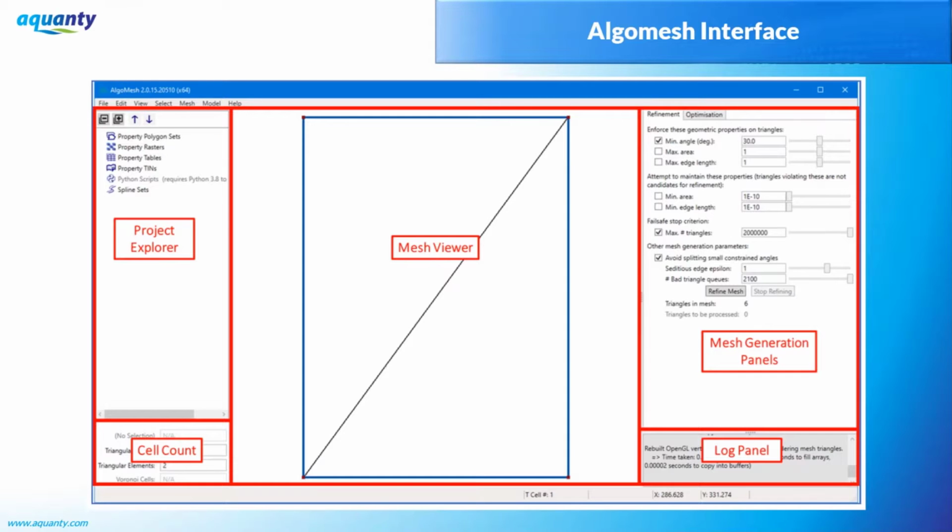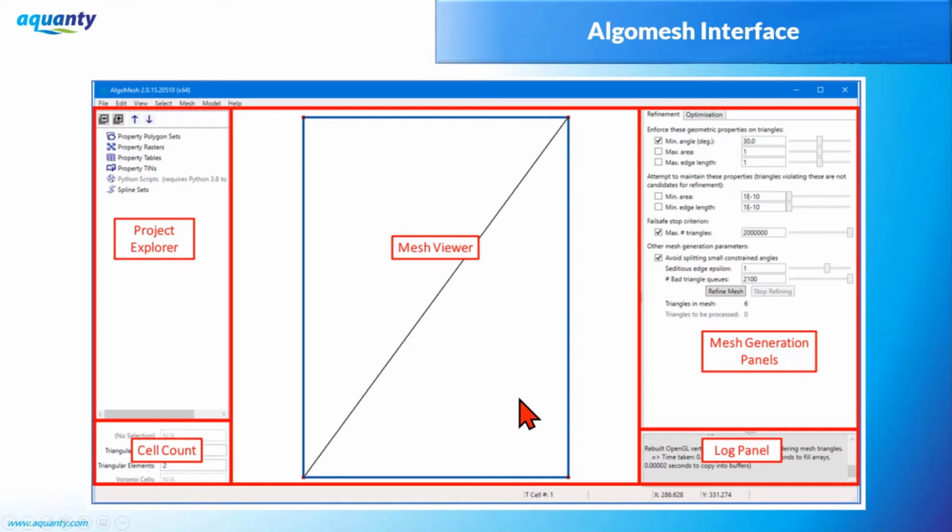So at this point, now that you've decided on all your input data, we can move on to AlgoMesh itself. Here we have just a quick overview of the layout of the software. On the left here, the project viewer shows you all the data sets that you might have imported. Below that, you would be able to see your node and element counts for your current mesh that you're building.